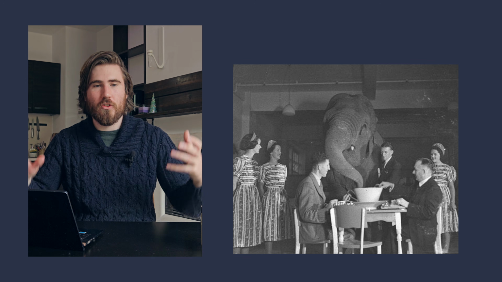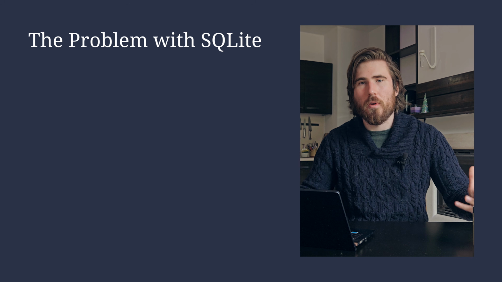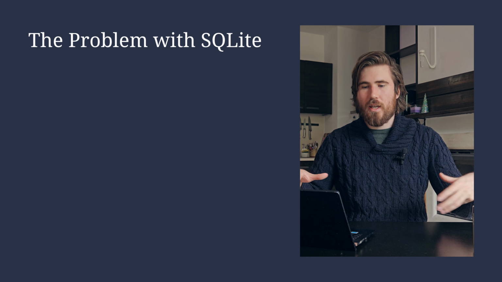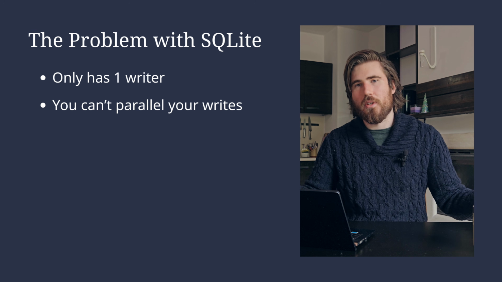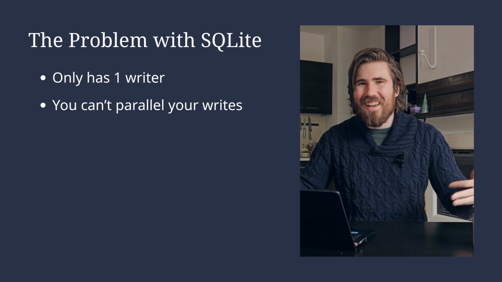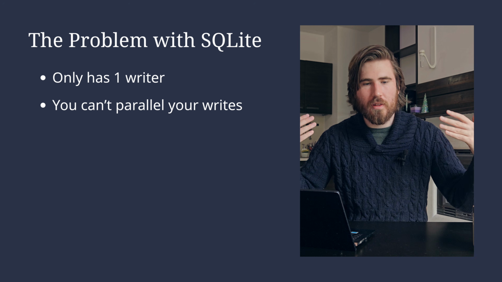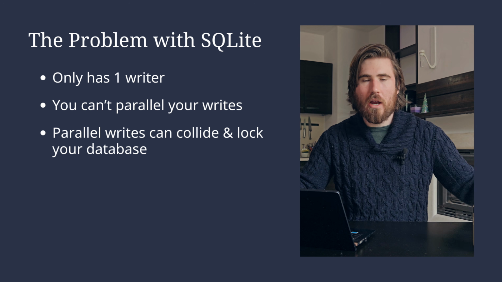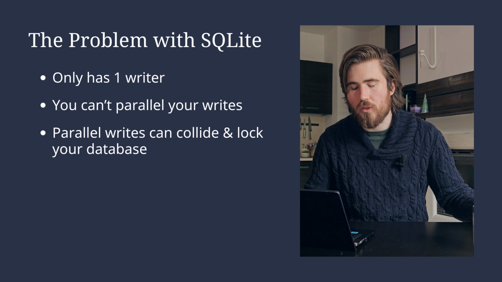And this is how. Before I get into this is how, I do have to talk about the elephant in the room, which is the write limit constraint. The big problem with using SQLite is essentially that it only has one writer. So you can't parallelize your writes like you can in other databases. You have to plan ahead and be very intentional, because unless you do this, parallel writes can get in the way of each other and you can lock your database, and it's a terrible experience for the users.